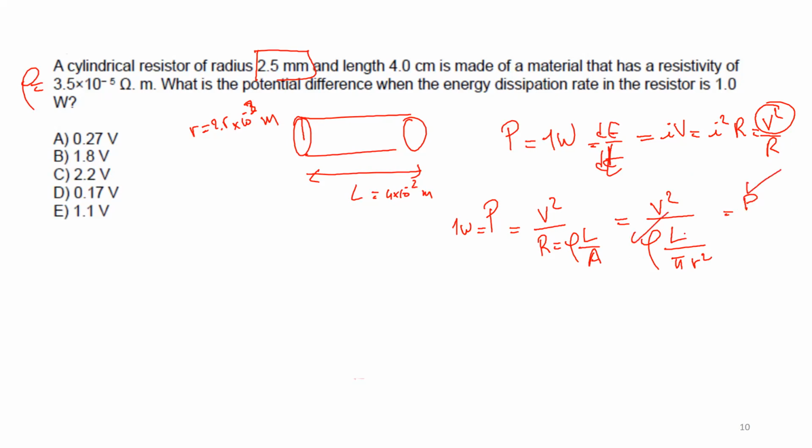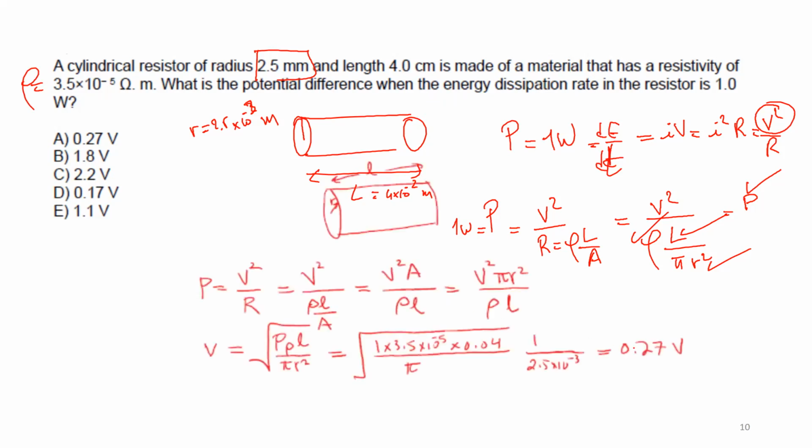I know rho, I know L, I know r. I put everything in SI units. My only unknown will be V. And that will give me the potential difference when the energy dissipation rate, which is the power, is 1 watt. And it will give me 0.27 volt.